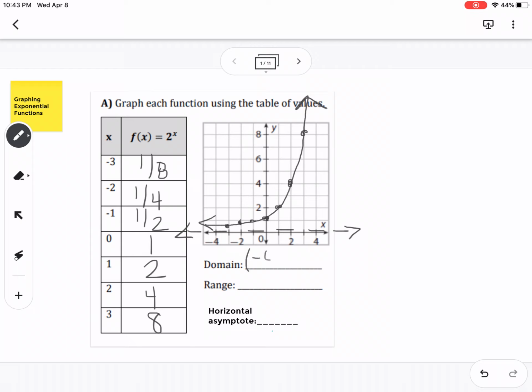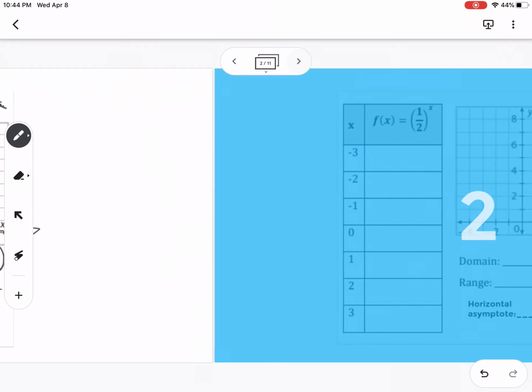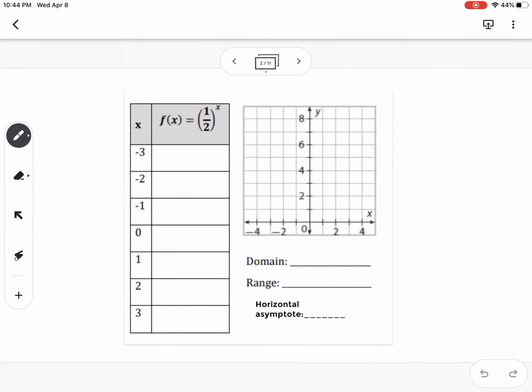All right, our domain is -infinity to infinity, and our range is from 0 to infinity. And your horizontal asymptote is at y equals 0. Okay, super basic growth function. And now we're going to do a super basic decay function.